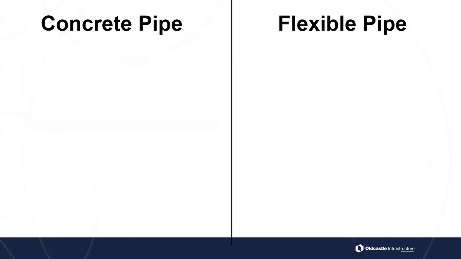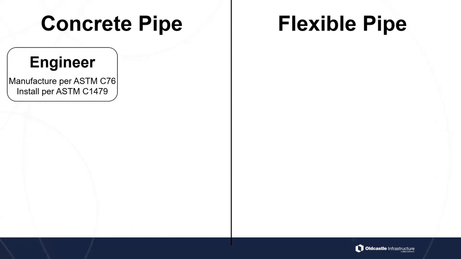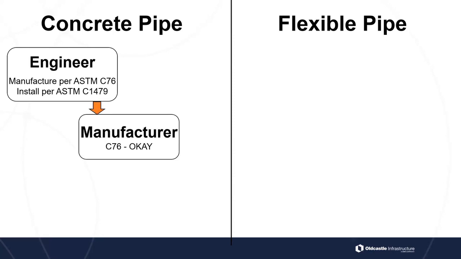Okay. When we look at these specs, this is what I'm hoping we take away from this. If we look at concrete pipe, as a design engineer I'm going to tell the manufacturer to manufacture this pipe per ASTM C76. Every local spec I've read, here in Utah and Idaho, calls out ASTM C76, and they're going to say install per ASTM C1479. The manufacturer of the pipe is going to say, fine, we already do that. C76, everything meets it. We've tested it. We're good to go. Certified. Boom. Structurally complete.